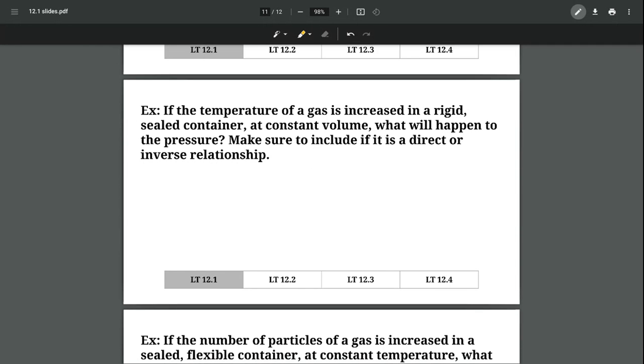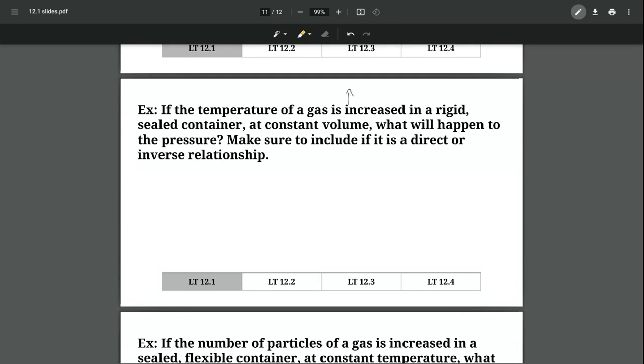If the temperature of a gas is increased in a rigid sealed container at a constant volume, what will happen to the pressure? So increased temp is increasing the kinetic energy. So it's increasing the speed, going faster. They're going to collide more, which means that's a higher pressure. And that's a direct relationship.